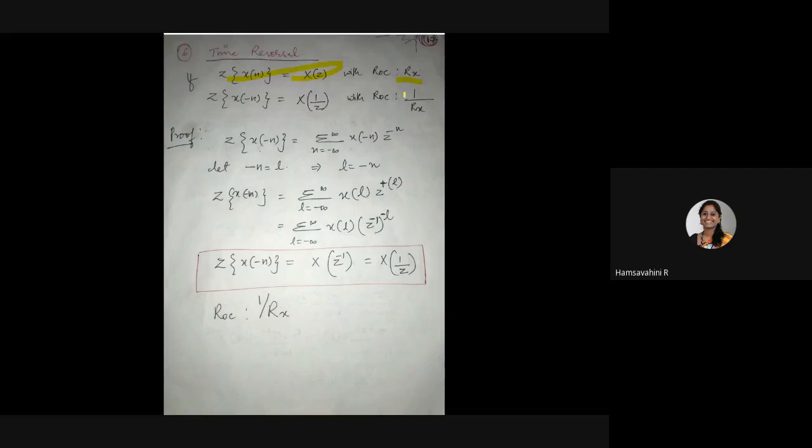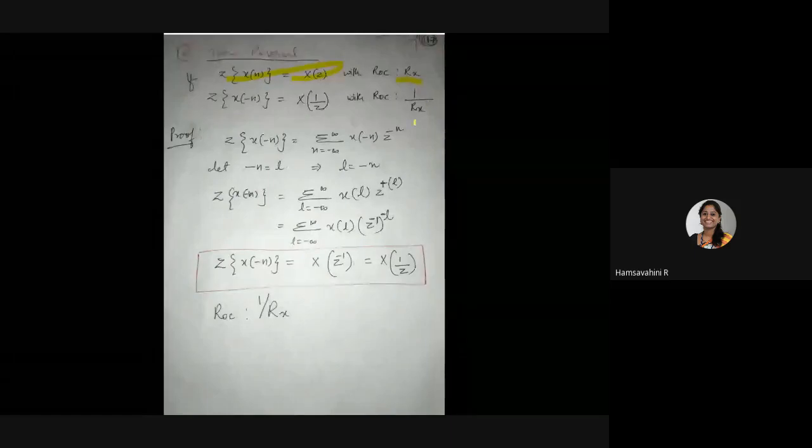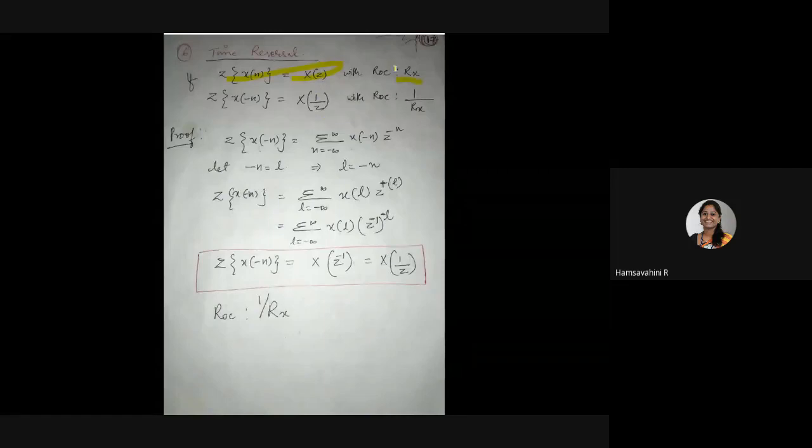And the ROC also, it will be changed to what? 1 by Rx. So it will become inverse because z is becoming 1 by z. Similar way, Rx also becomes 1 by Rx. So whenever you are doing problems on properties, if you just calculate the Z transform of this, for this example only, for u of n, you calculate what is X of z.